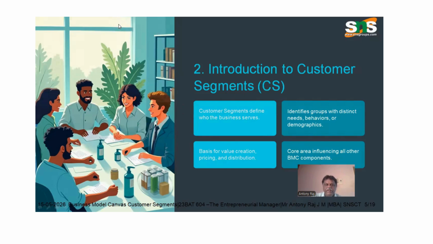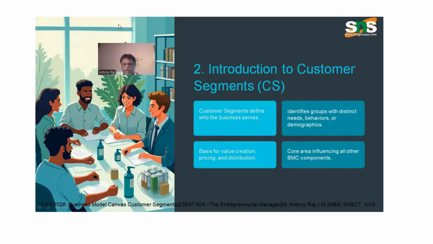When you talk about the introduction to customer segments, a customer segment defines, for any business, whom they serve. It's a very critical question to be asked and understood. Companies deal with a lot of customers, right? So they can definitely be grouped based on some needs. They can be grouped based on the needs.